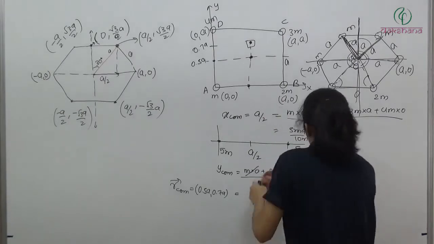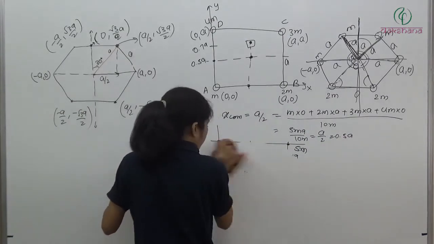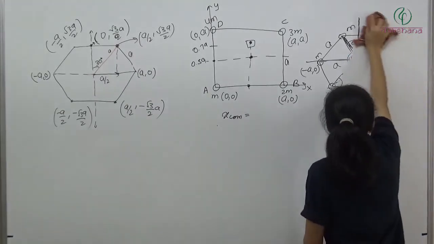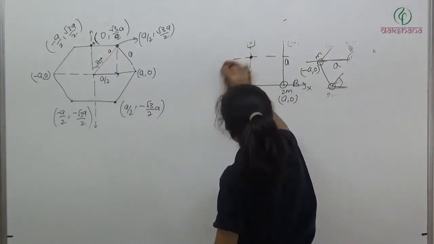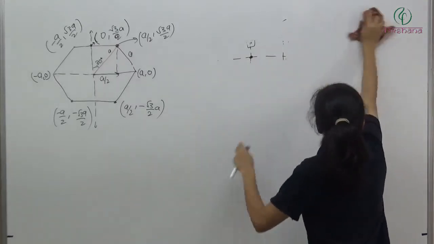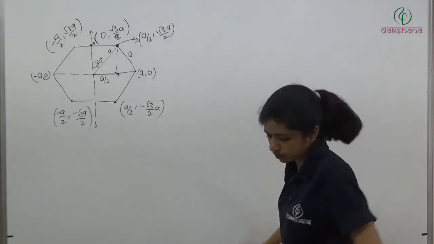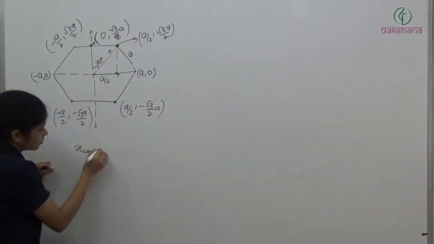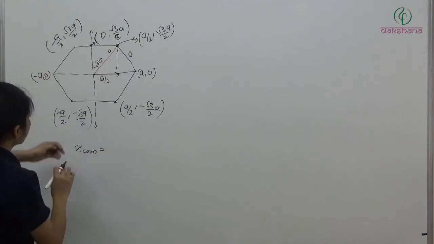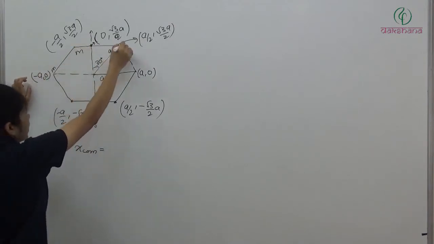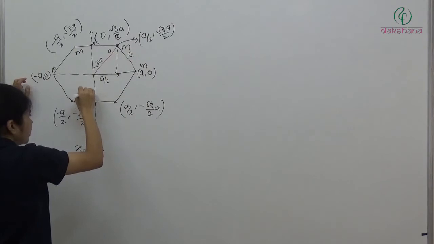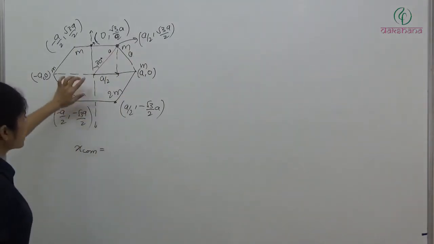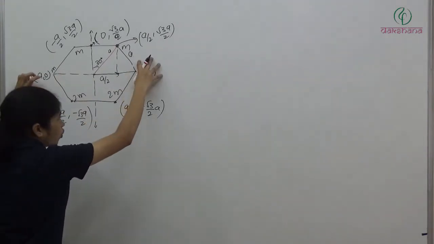So can we find out the location of center of mass now? So here we have x of center of mass. Clear? X of center of mass. So m, 2m and 2m. Clear?